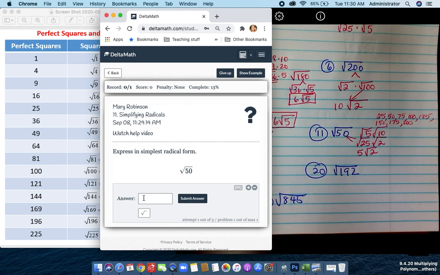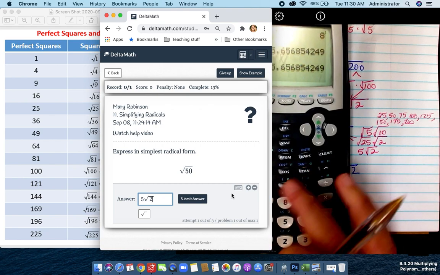So I'm hoping that as you work through this work, you will start to be able to do things quicker and quicker in your head. So I'm going to type in 5 and come down here. I've got this set up so that all you have to do is click that instead of using your keyboard. Let's see if 5 square root 2 is our answer.